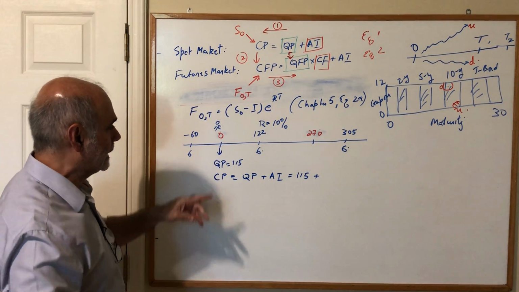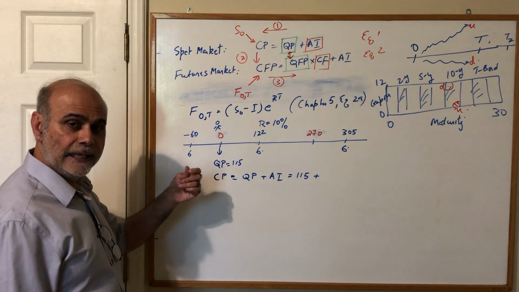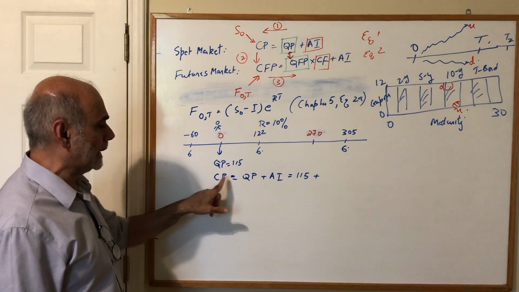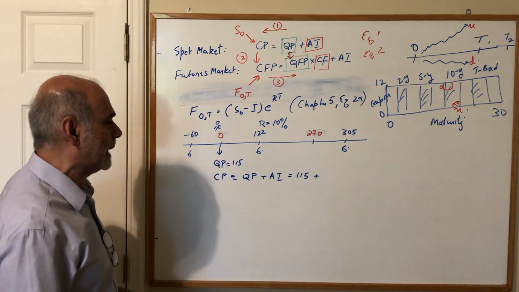This is the cash price at time 0. So what is the quoted price? The quoted price is given as 1,115. So what is the cash price? For that I need the accrued interest.